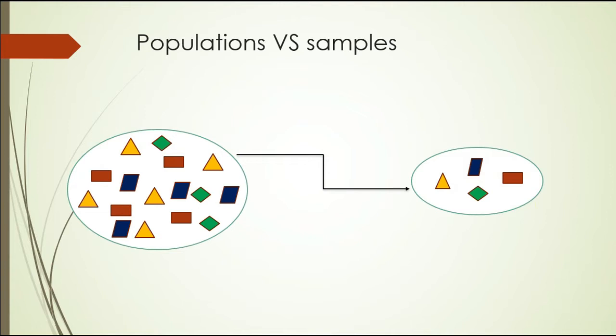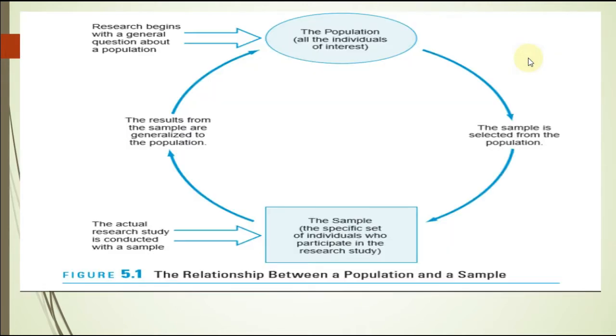Kailangan hindi ka basta-basta kukuha ng participants lang na gusto mo. Kukunin mo ang participants na para mag-represent sa population, dapat they have the same characteristics. Okay? This is the flow from the larger population. Okay? Kukuha tayo ng sample, and then the sample is magre-represent ng whole population.